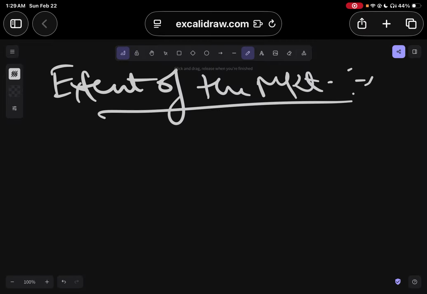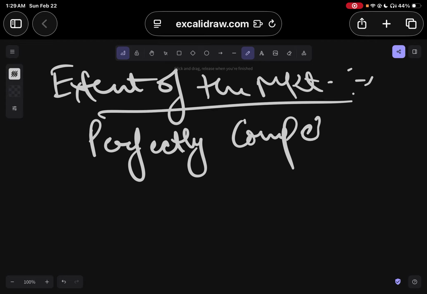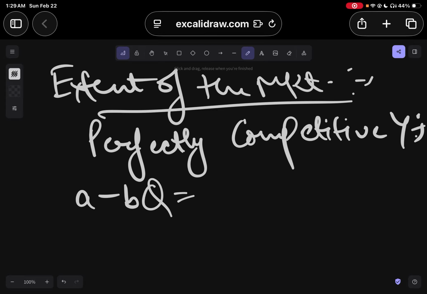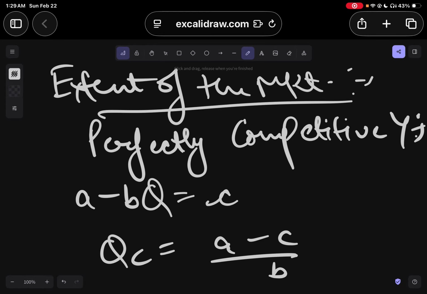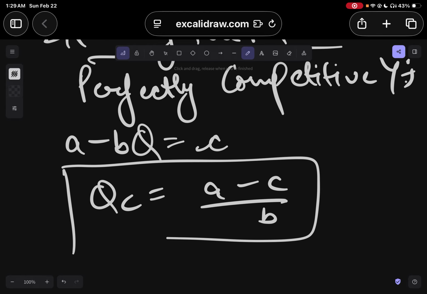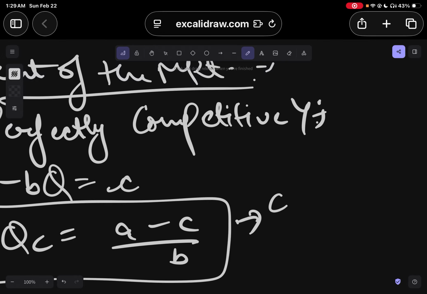So, extent of market basically means the maximum output that can be sold in the market, and this happens in the case of perfect competition. In perfectly competitive output, A minus BQ is equal to C. Quantity is A minus C upon B. Now, this is important because everything is about the extent of market. So, in perfectly competitive markets, this is the extent of the market.